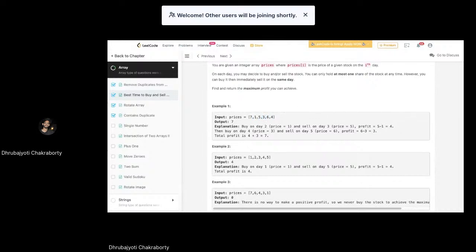In order to buy a stock, you have to make sure that you have already sold the previous stock that you bought, right? So you cannot buy one after the other, or sell one after the other. That's a basic constraint that they've given us.